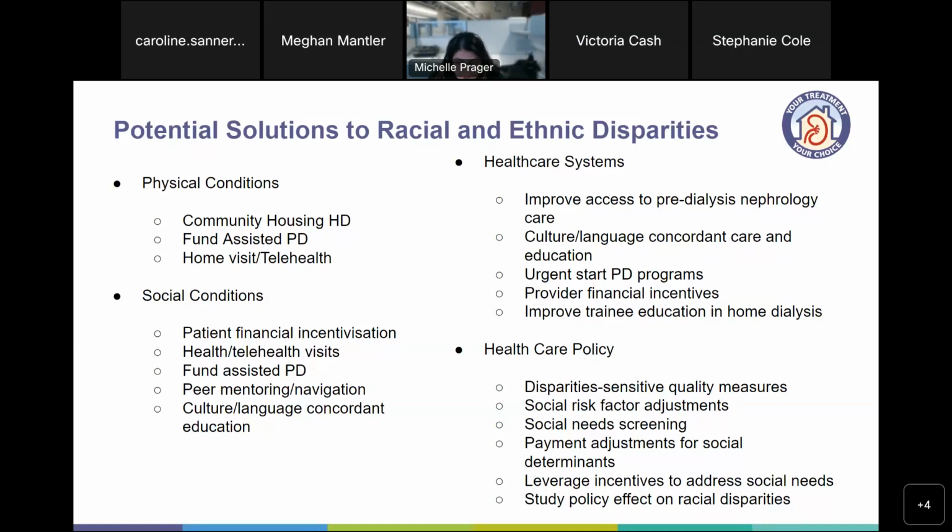And then with healthcare policy, they talked about disparities sensitive quality measures, social risk factor adjustments, social needs screening, payment adjustment for social determinants, leverage incentives to address social needs, and study policy effects on racial disparities.